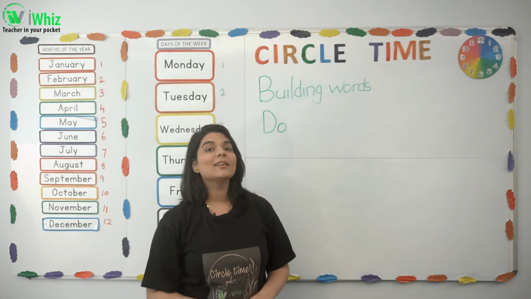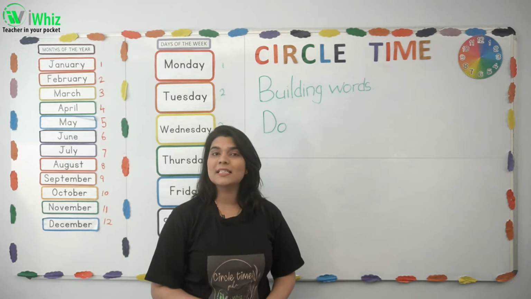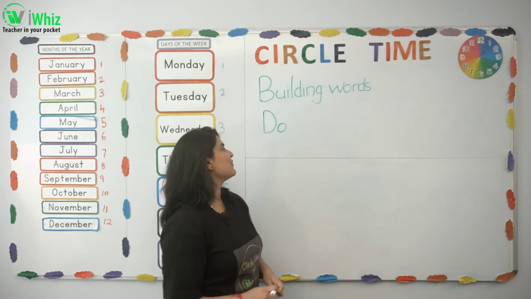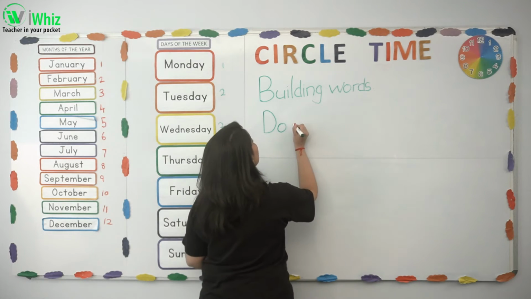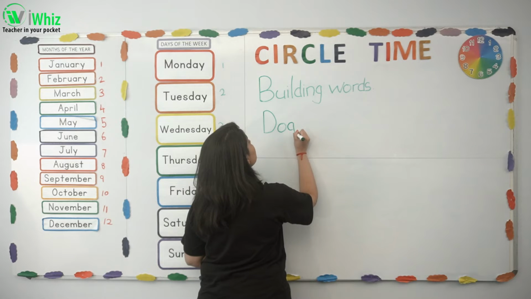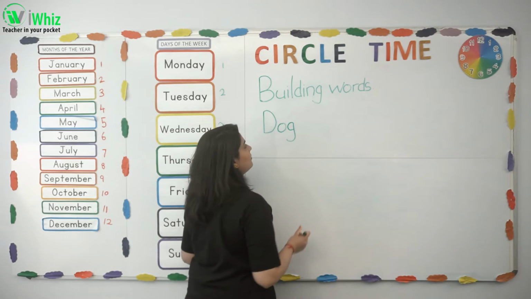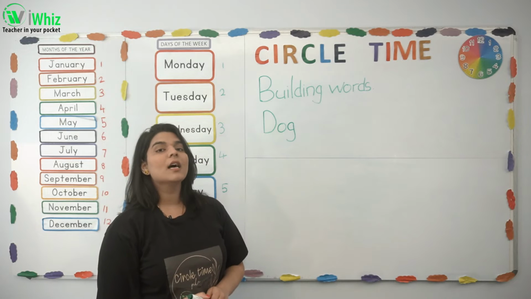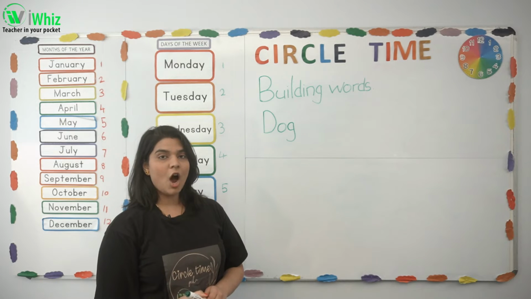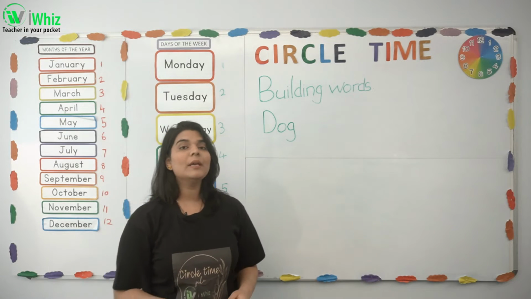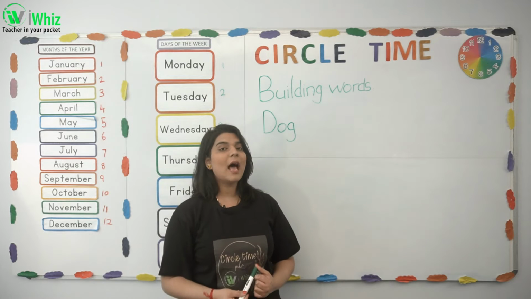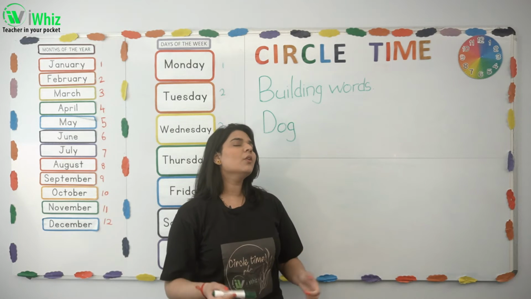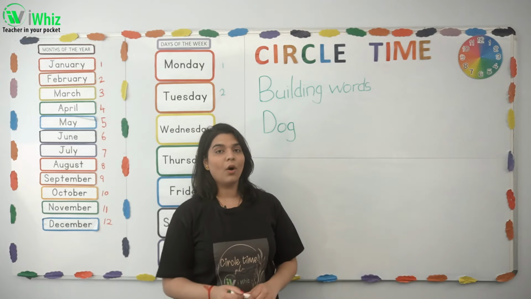Great job! G. And what letter makes the sound G? Perfect! Very well done. G makes the sound G. D-O-G. Dog. That is how we build the word dog. So let's do 1 more word.